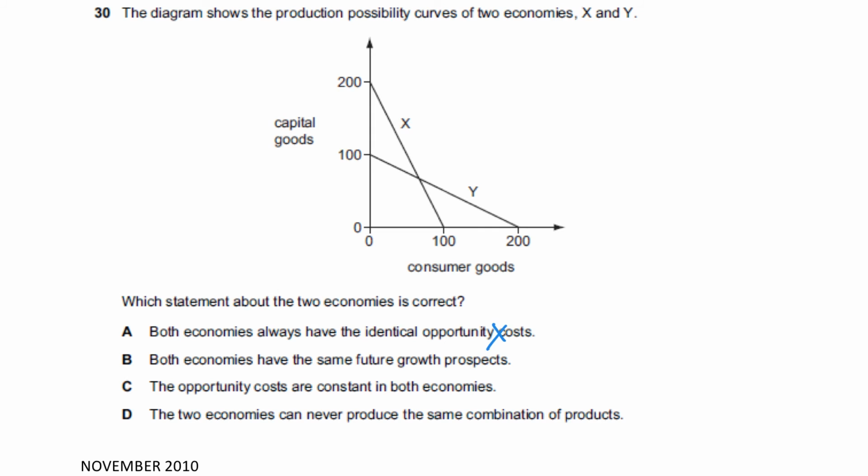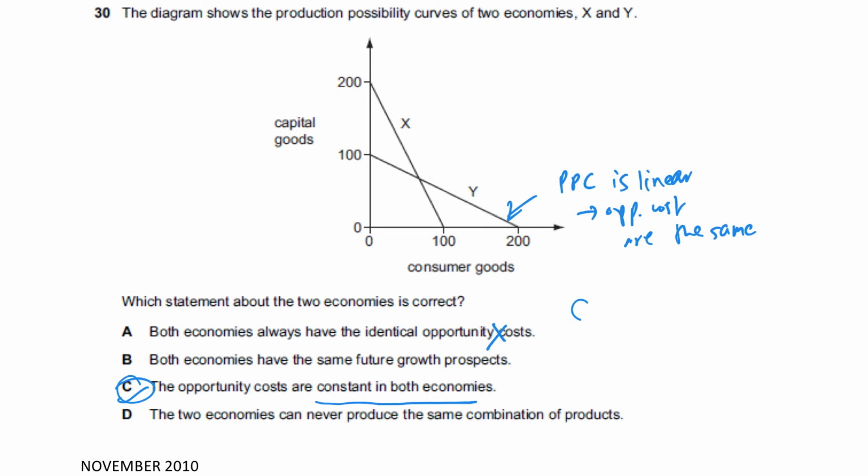C says the opportunity costs are constant in both economies, and it's the right answer, simply because whenever the PPC is linear, the opportunity costs are the same. Okay, so C is the right answer for this question.